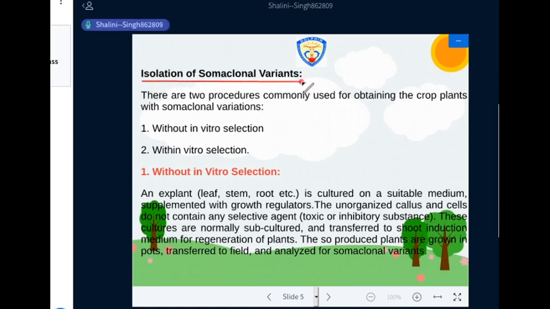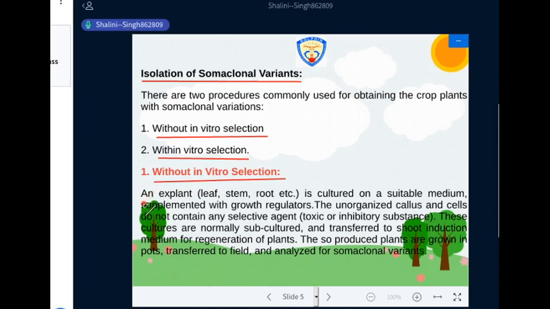How can we isolate these somaclonal variants? In the case of crop plants, this can be done with two strategies. First is known as without in vitro selection, and second strategy is with in vitro selection. The first strategy we will discuss first, that is without in vitro selection.